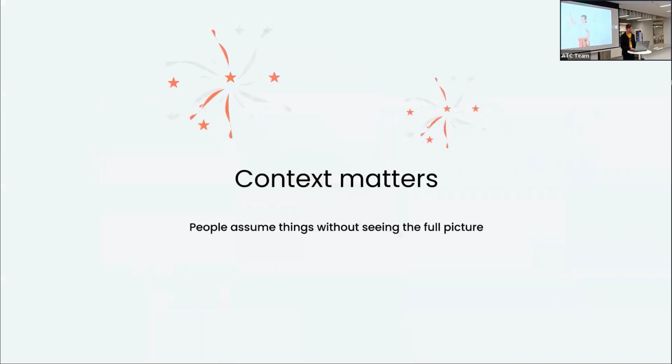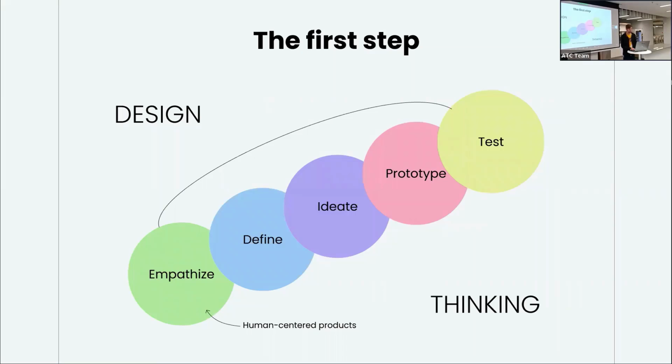And this is because context matters. People assume things without seeing the full picture. You don't know the full picture, and this happens in design as well. So this is the design thinking process. First off, we empathize, then we define, ideate, prototype, and then test. And to empathize is really important because it's what leads to human-centered products. And it's really, really important because it ensures that you are solving issues that are actually issues from the users and not issues that you think are issues.